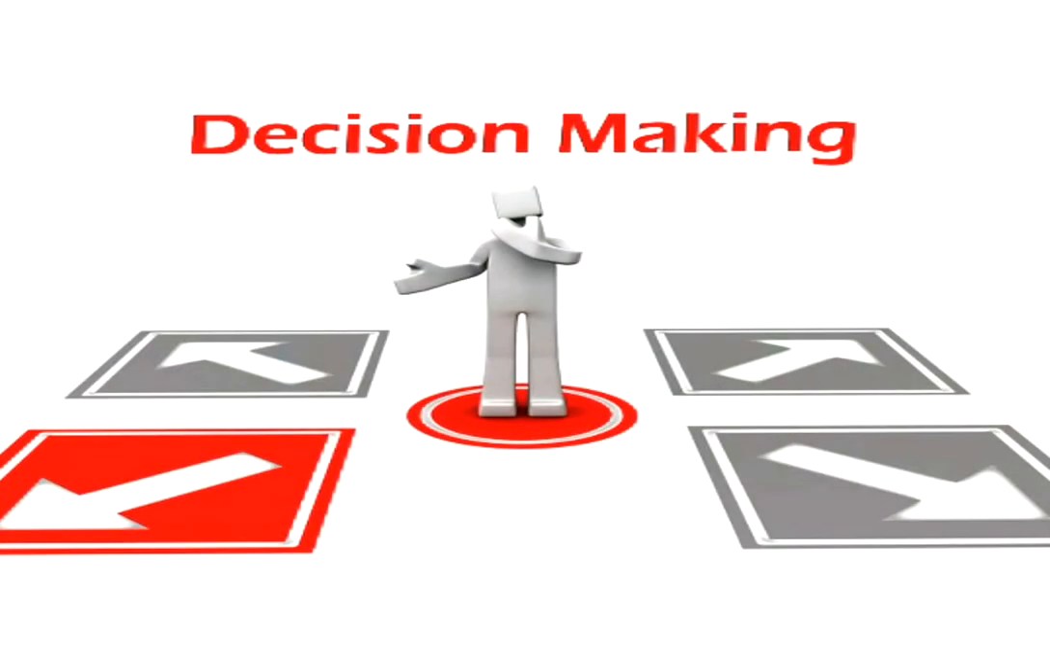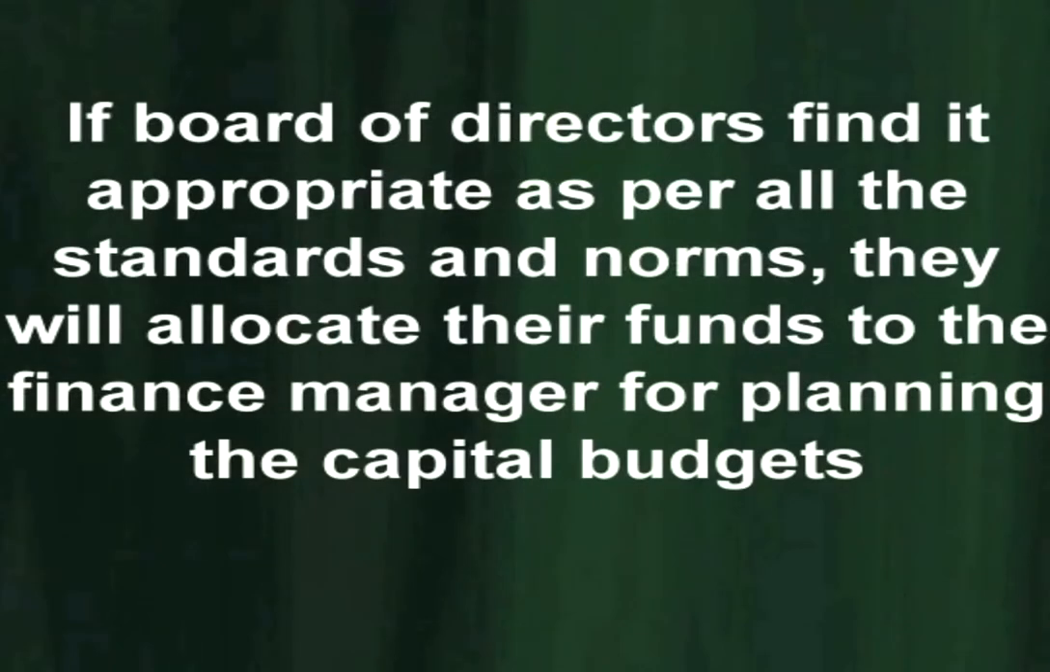After it has been evaluated economically, next step is decision making. If the project is profitable, that is, the benefit exceeds cost, we will accept that proposal and send it to the board of directors with the recommendation. If board of directors find it appropriate as per all the standards and norms, they will allocate their funds to the finance manager for planning the capital budgets. Hence, capital budgets are plan of expenditure which need to be undertaken for various capital budgeting proposals.